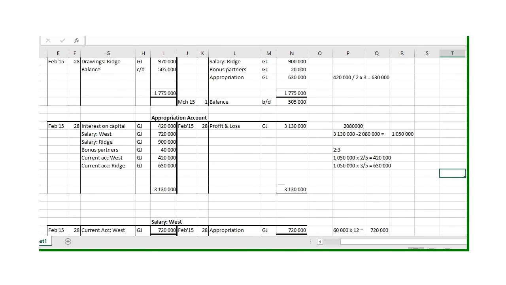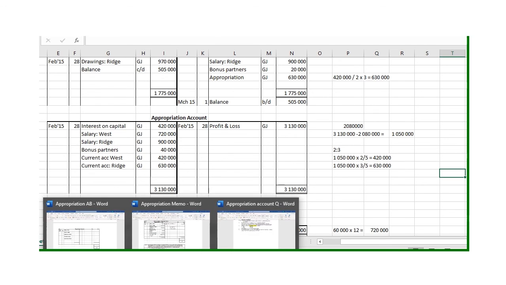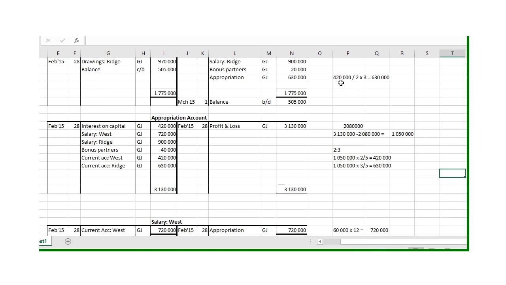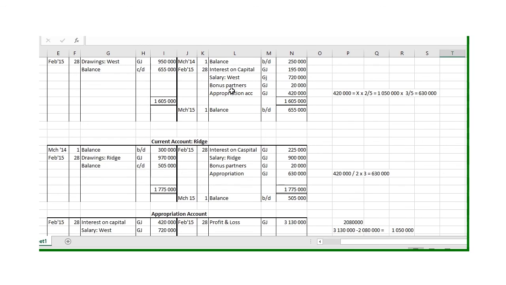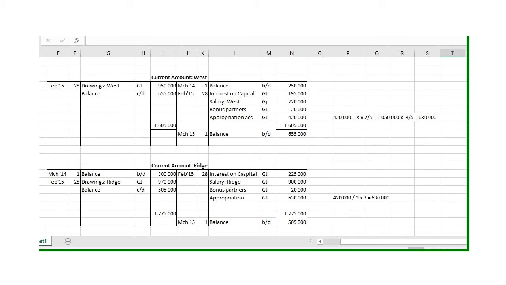Good, so that is basically how we do all the different accounts for partners. Go and try and do a couple of them. Normally you don't do them all. They will just require you to do maybe the appropriation and often the 2 current accounts. But this is then a complete summary of all the accounts that you need to do.